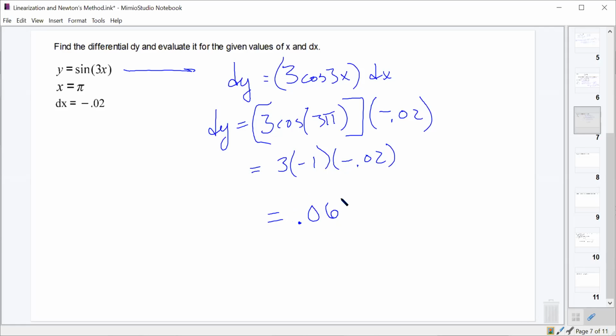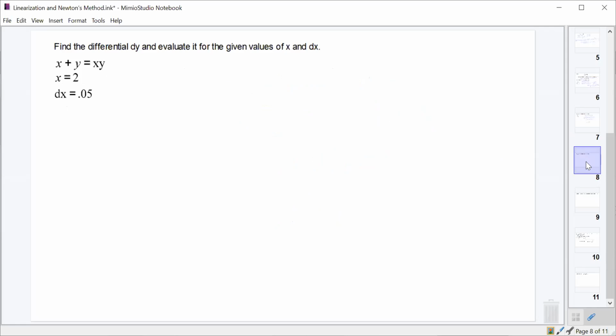Spectacular. Let's do another one. So this time our function looks a little different. It's actually not a function, right? It's x plus y equals xy. This is an implicitly defined equation, but the same rules will apply. Anytime I differentiate the x or the y, I'll get a dx or a dy.